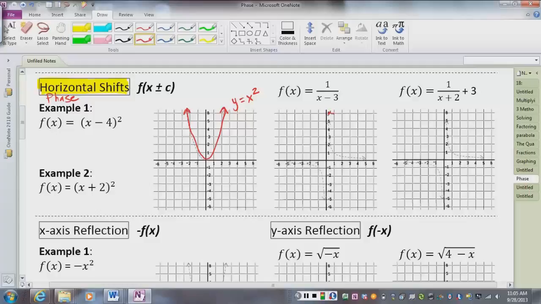And then the other parent function, whoops, that should be a smooth curve. The parent function here, it's a reciprocal function, y equals 1 over x. A couple things to think about with this reciprocal function is that it has asymptotes. In fact, it has two asymptotes. There's a vertical asymptote at x equals 0, and there's a horizontal asymptote at y equals 0.